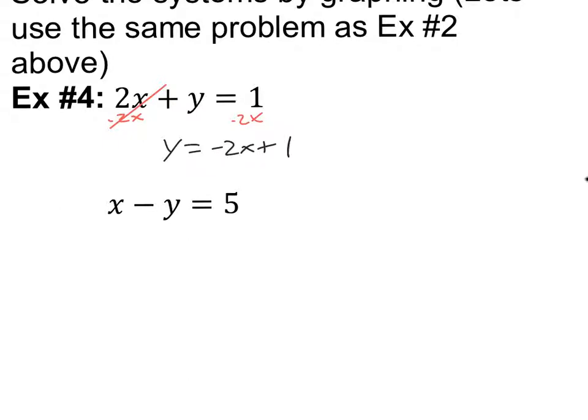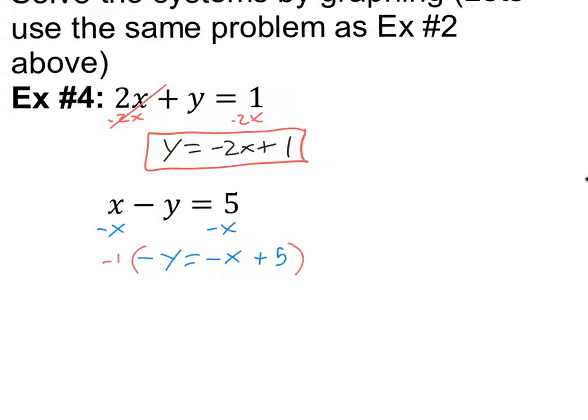And you know what? I'm actually going to do this one, I'll box this one in red because we'll make this the red line. Let's do this one in blue. I want to get the y all by itself. So first thing I'm going to do is subtract the x. That would give me -y equals -x plus 5. Then I don't want that negative sign there, so I'm going to multiply everything by -1, making this equation y equals x minus 5. And so that's going to be my blue equation.